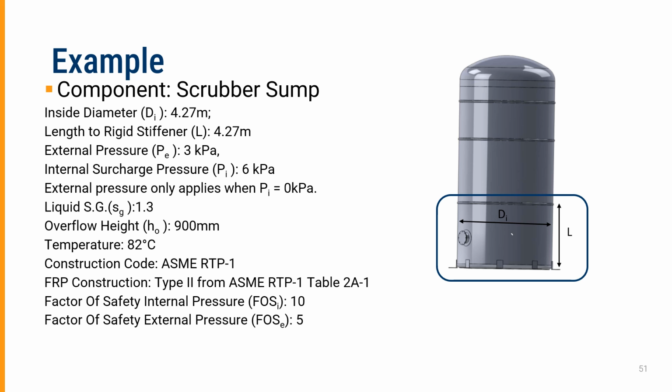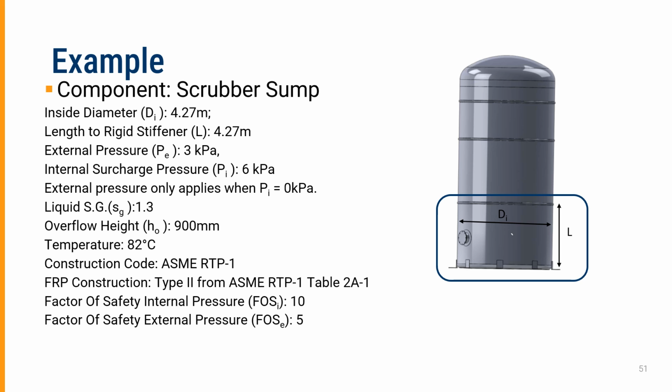We've got a vertical outlet here. The liquid specific gravity when there's liquid in the sump is 1.3. The overflow height is 900 millimeters, somewhere around here. So we don't have that much liquid height in the equipment. Temperature is 82 degrees Celsius, so it's within a safe range for virtually any polymer. The construction code is ASME RTP1.